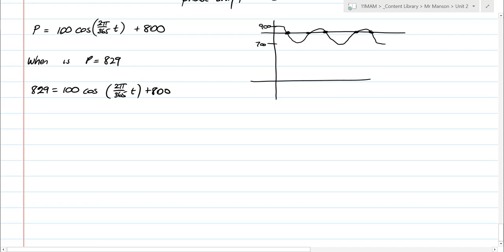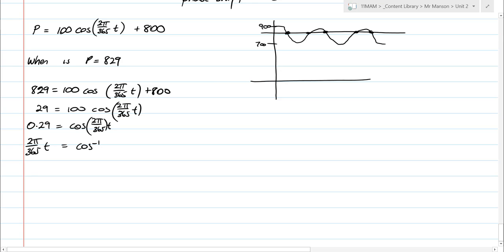So I just subtract 800, I get 29 equals 100 cos 2 pi on 365 t. I get 0.29 equals cos 2 pi on 365 t. And then I get 2 pi on 365 t is equal to cos inverse of 0.29.